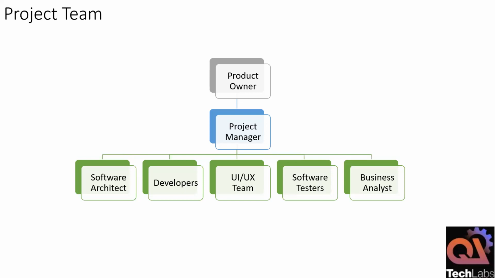A project team typically consists of a product owner. We saw in the previous slides, sponsor. After sponsor, you have a product owner. Under him reports the project manager. For a project manager, you have an architect who's a software architect. You have developers. You have user interface and user experience team. You have software testers, and you have business analyst. A project manager manages the entire team and reports to the product owner on the status. A software architect designs the software. A developer will do the coding. Inside the design, you need to do coding.